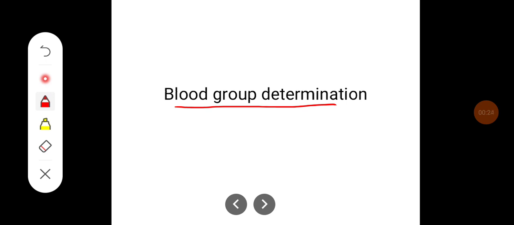Major blood groups are ABO and RH, and minor blood groups are many, like the MN system, Lutheran, Duffy, Kell, and many others. The major blood groups have a strong antigen-antibody reaction, and hence they can lead to fatal consequences, whereas minor blood groups will not have such an effect.